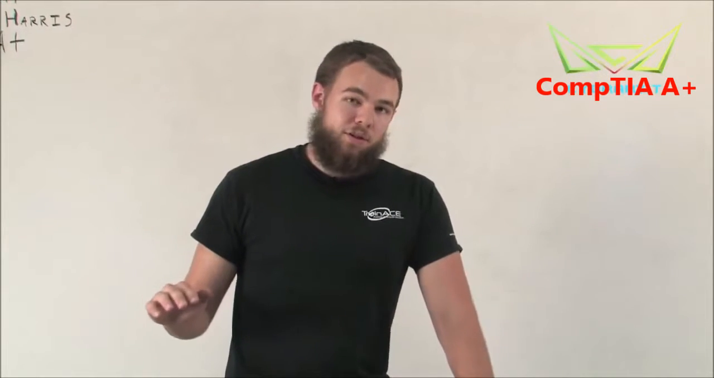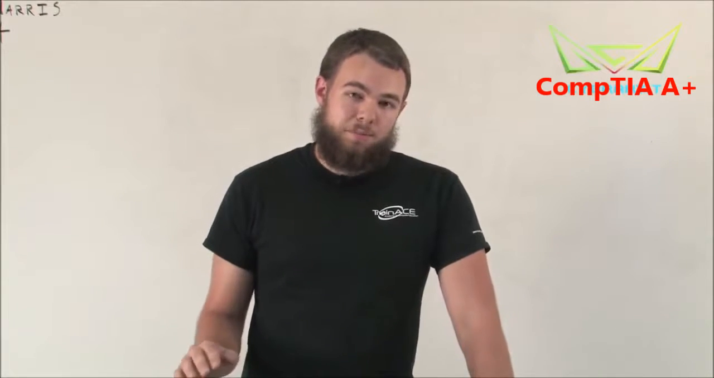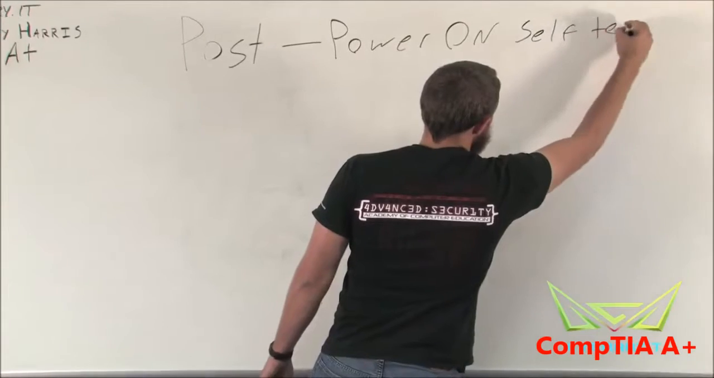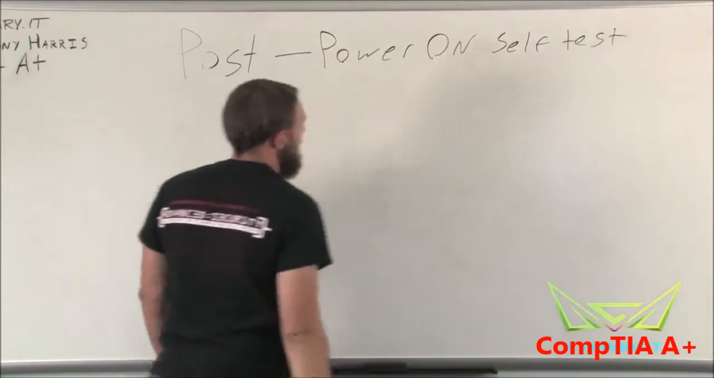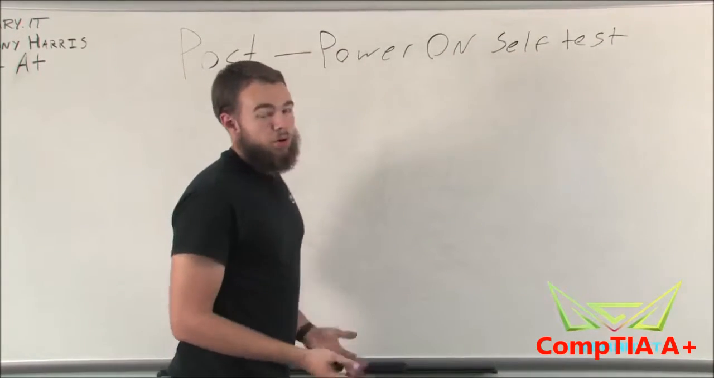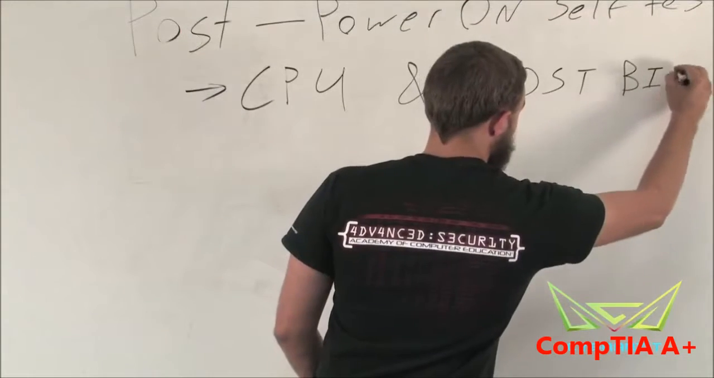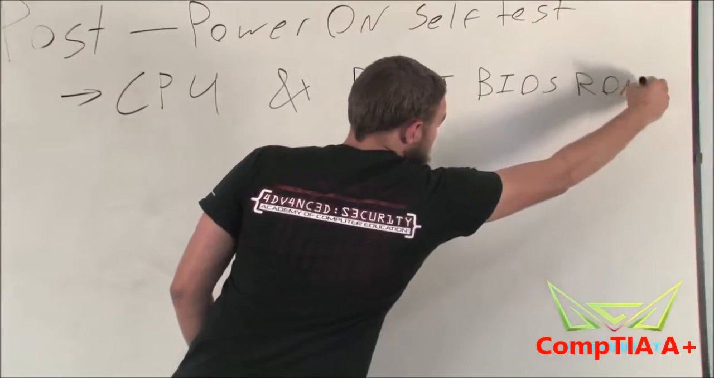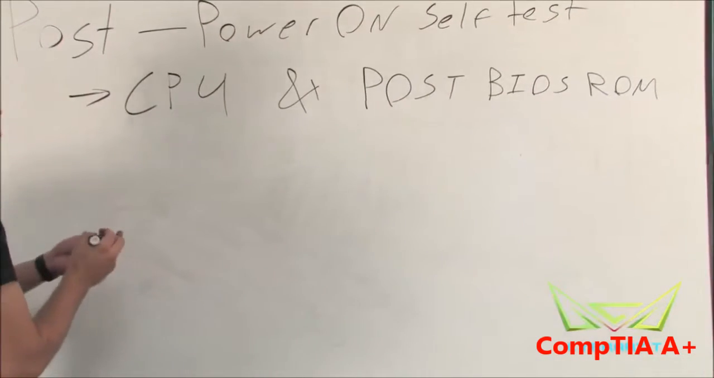This is a set of instructions that the BIOS goes through to check different components on our computer that it needs in order to turn on. And it does these in a sequential order. POST is an acronym for power on self-test, and it performs a series of tests in order on our computer. The first one being our CPU and the information on our BIOS which allows it to run the POST, which is known as our POST BIOS ROM.